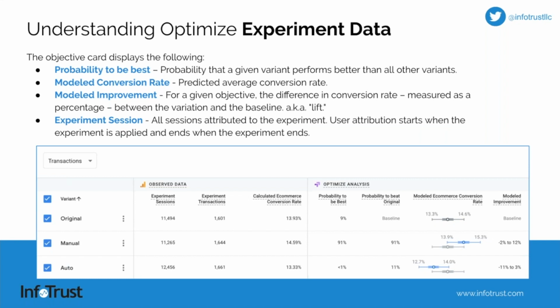And then finally, experiment sessions. This is all of the sessions that are attributed to the experiment. User attribution in Optimize starts when the experiment is applied and ends when the experiment ends. So it'll tell you all of the sessions in Optimize.